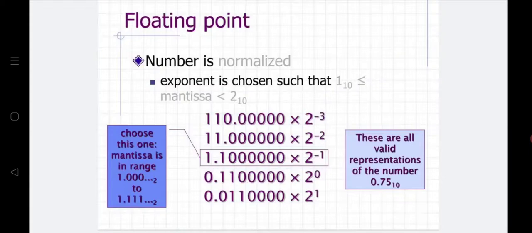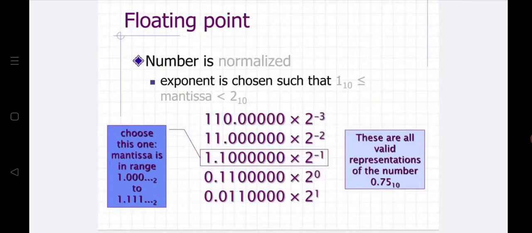But the main intention is that I need to move my binary point towards the right or left in such a way that my MSB, that is the leftmost bit of the integer part, should be only a single 1. Okay, that is nothing but your normalization. So what is my normalization value? Here it is 1.1000 into 2 to the power of minus 1.